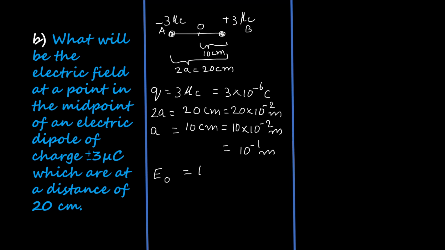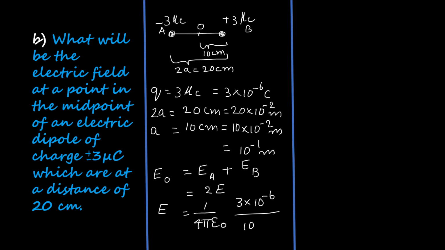So EO will be equal to EA plus EB. But the magnitude of the charge at A and B is the same. So we may write it as E plus E equal to 2E. First let us find out the value of E. E is equal to 1 by 4 pi epsilon naught Q by R square. Q is equal to 3 into 10 raised to minus 6. R square is equal to A square, which is equal to 10 raised to minus 1 raised to 2 equal to 10 raised to minus 2.